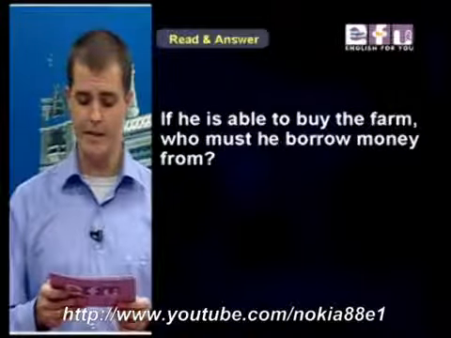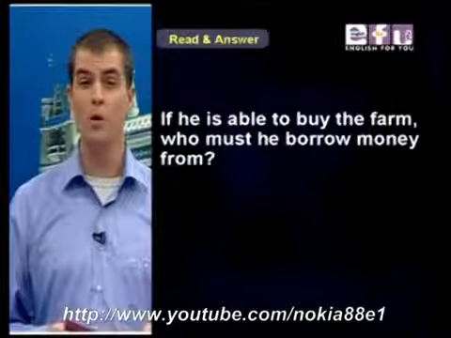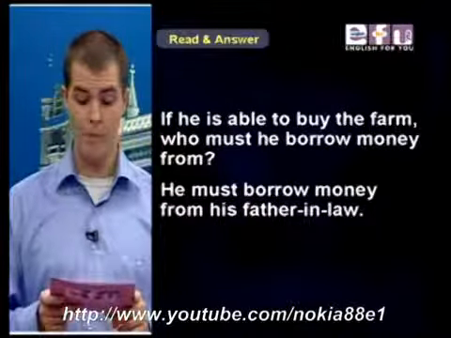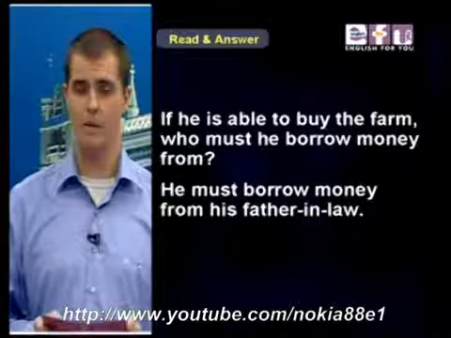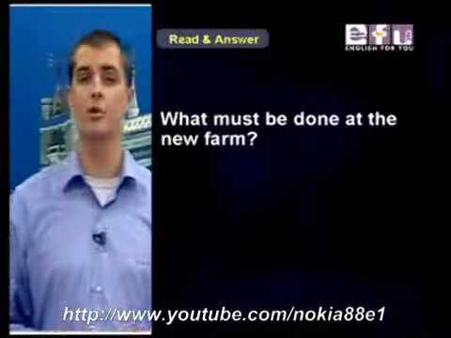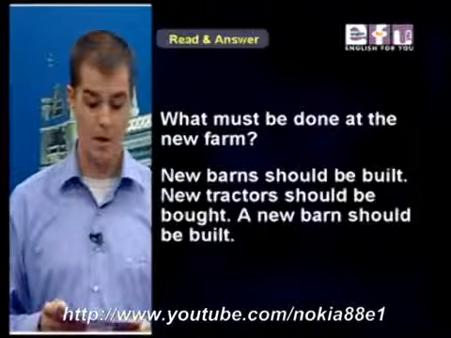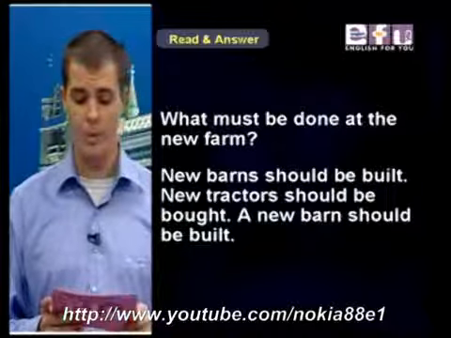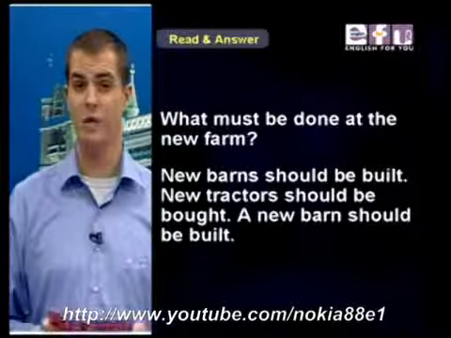Number 5. If he is able to buy the farm, who must he borrow money from? He must borrow money from his father-in-law. Number 6. What must be done at the new farm? New barns should be built. New tractors should be bought. A new barn should be built.